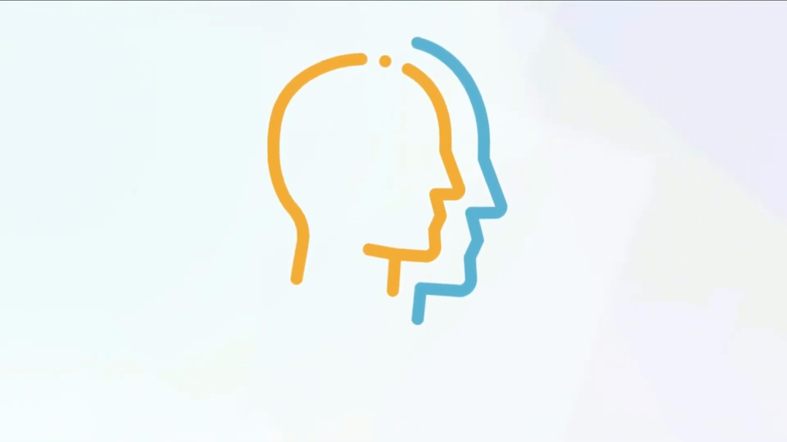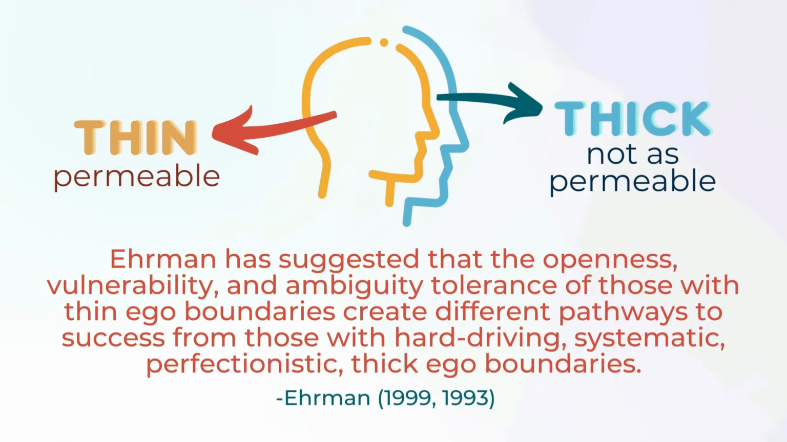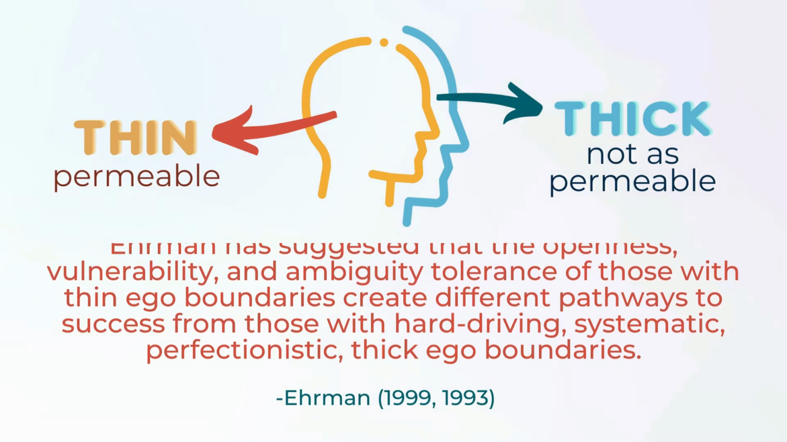Ehrman provided further support for the importance of language ego in studies of learners with thin, or permeable, and thick, not as permeable, ego boundaries. While neither extreme has been found to have necessarily beneficial or damaging effects on success, Ehrman has suggested that the openness, vulnerability, and ambiguity tolerance of those with thin ego boundaries create different pathways to success from those with hard-driving, systematic, perfectionistic, thick ego boundaries.